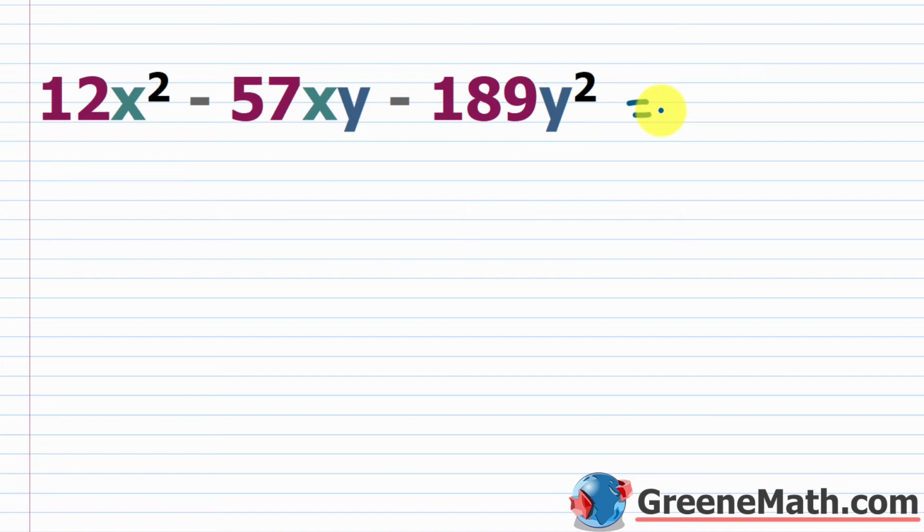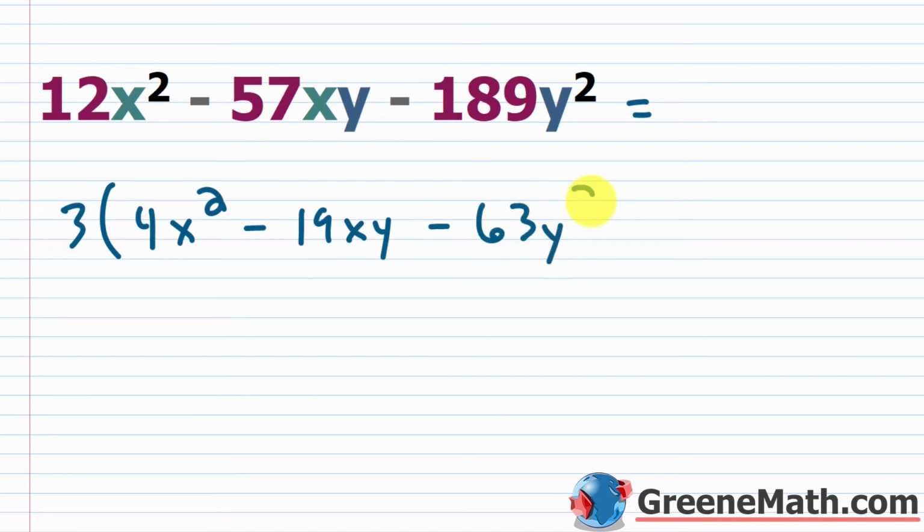And essentially, can I pull anything out? Well, 12 is divisible by 3. Forget about 2 because this is an odd number and this is an odd number. So maybe I can pull out a 3. 5 plus 7 is 12, so yes. 1 plus 8 is 9. 9 plus 9 is 18, so yes. So I can pull out a 3 here. This would be 4x squared minus 19xy, and then minus, this is going to be 63y squared.